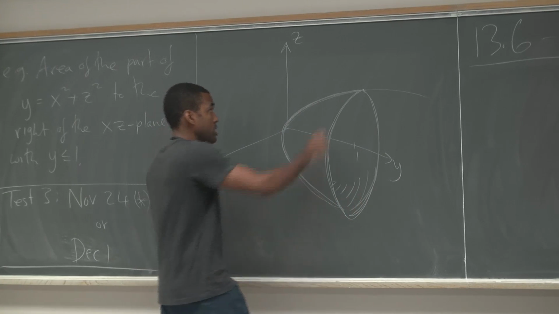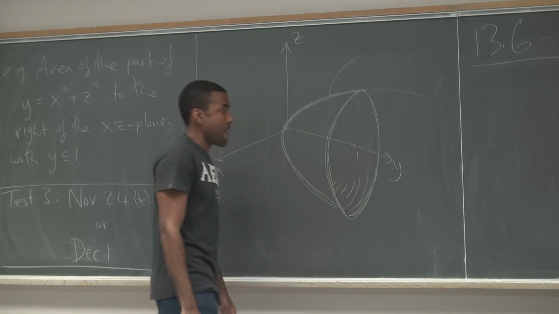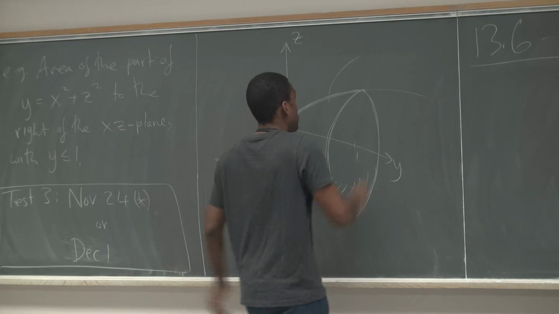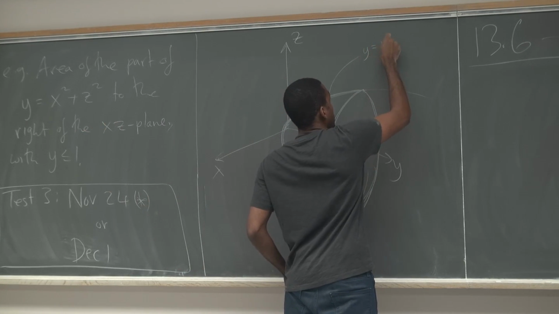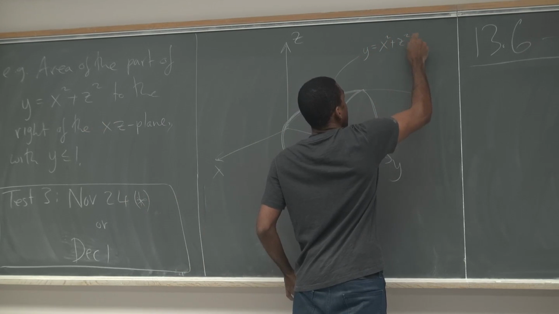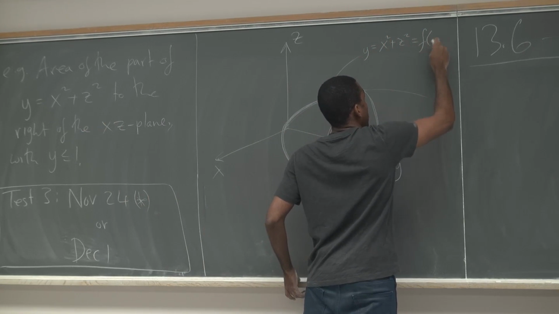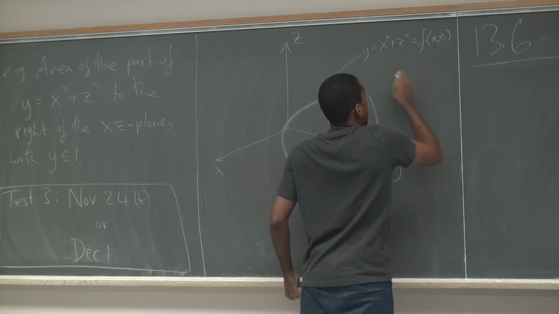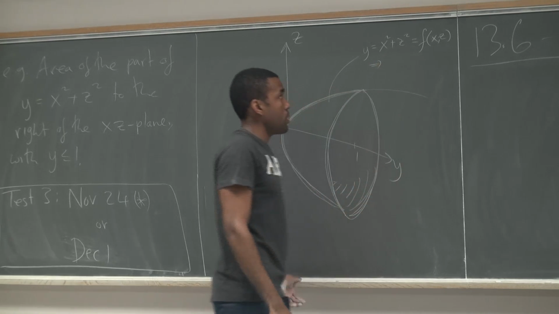We could use the normal, so let's think of this surface. How do we want to represent it? Well, they already represented it for us. They said y equals x squared plus z squared. Think of that as my f, right? F of x, z. So what am I going to need from that?